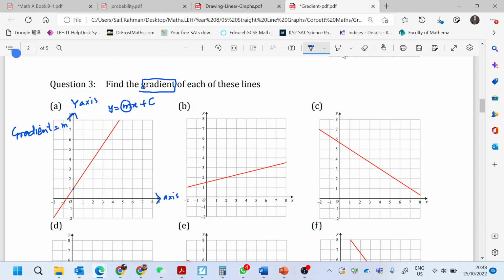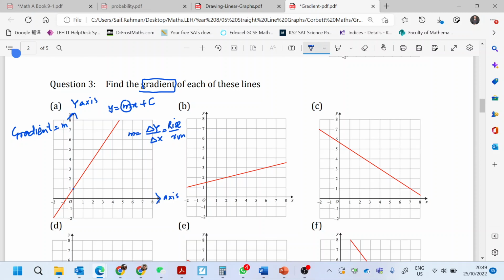The gradient m is equal to change in y over change in x. That is how much this line is changing on the y-axis divided by how much it is changing on the x-axis. This is sometimes called rise over run, like how much this line is rising and how much it is running. Rise means the increase on the y-axis, and run means the increase on the x-axis.